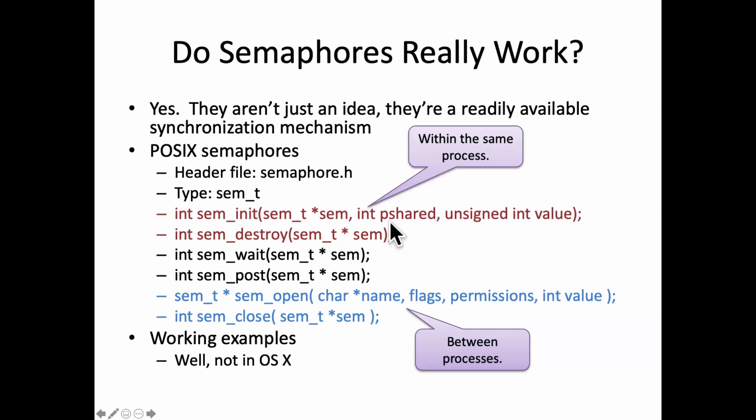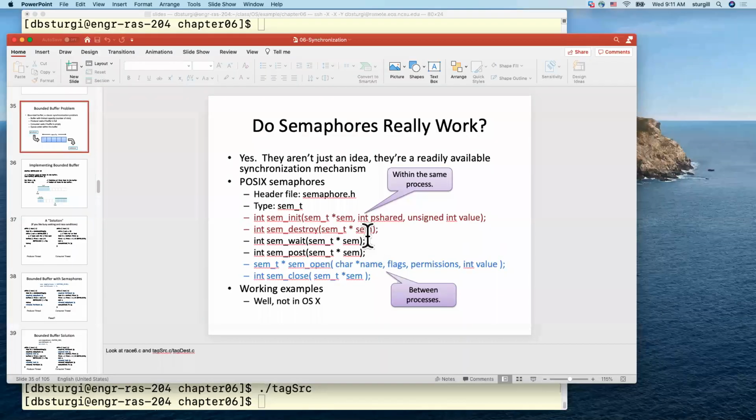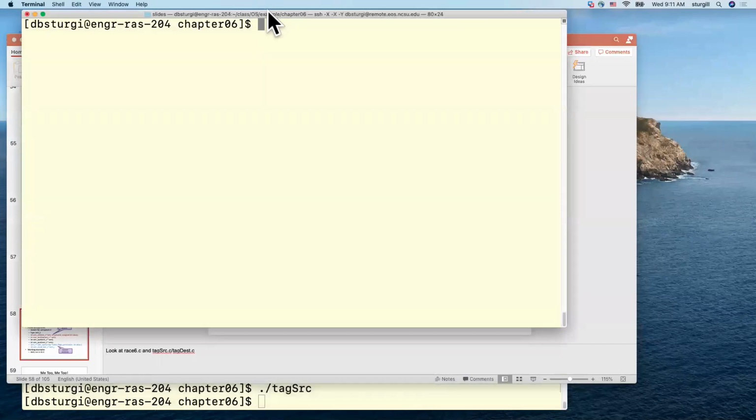When you're done with a semaphore, it might consume some OS resources, kind of like having a file open. So you're expected to call sem_destroy to release any of those resources. And here also, it just expects a pointer to the semaphore. I've got an example piece of code that I thought we would take a look at that uses POSIX.